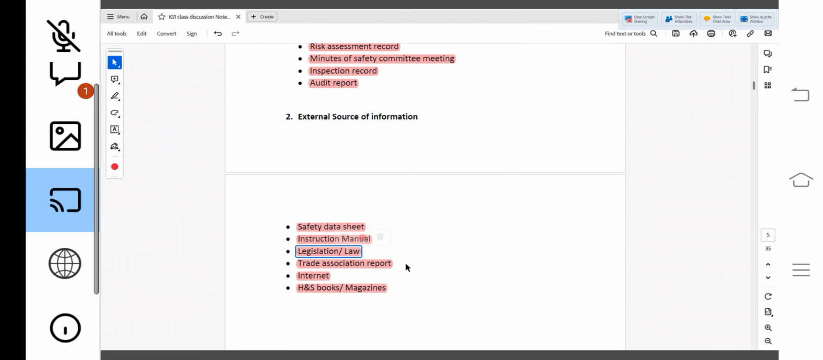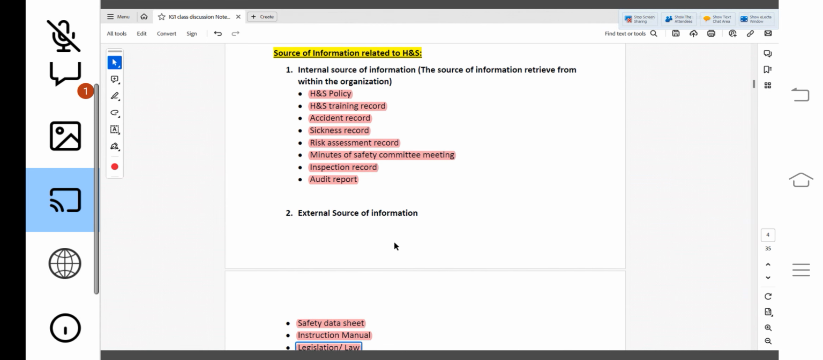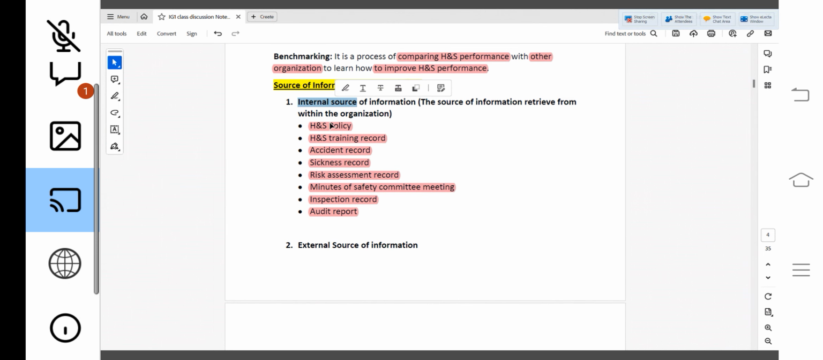Now tell me everyone, in your examination a question might come asking what the sources of information are, or they may ask particularly what the internal sources of information are. So you have to give this internal report's name, and then you can elaborate on it. For example, the health and safety policy will help the organization improve the health and safety standards or performance within the organization, and it will be an internal source of information. So you have to elaborate this point in one to two sentences, a paragraph.